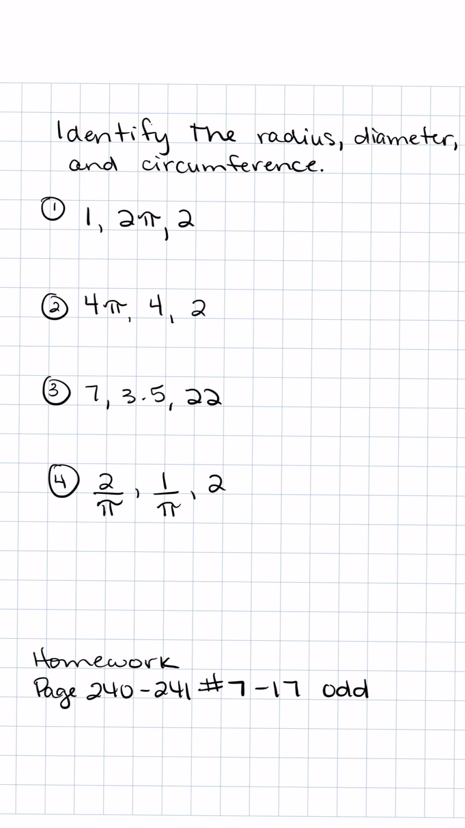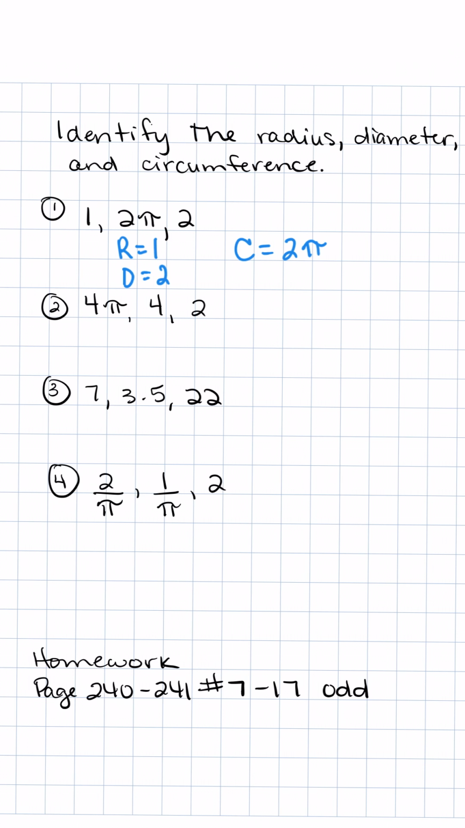So identify the radius, the diameter, and the circumference. So things we know that the radius is half the diameter. So looking at number 1, the radius is going to equal 1, and the diameter equals 2, because that's twice as big as the radius. So that has to be the diameter, and therefore the diameter is 2, the circumference 2 times pi. So the circumference equals 2 pi.